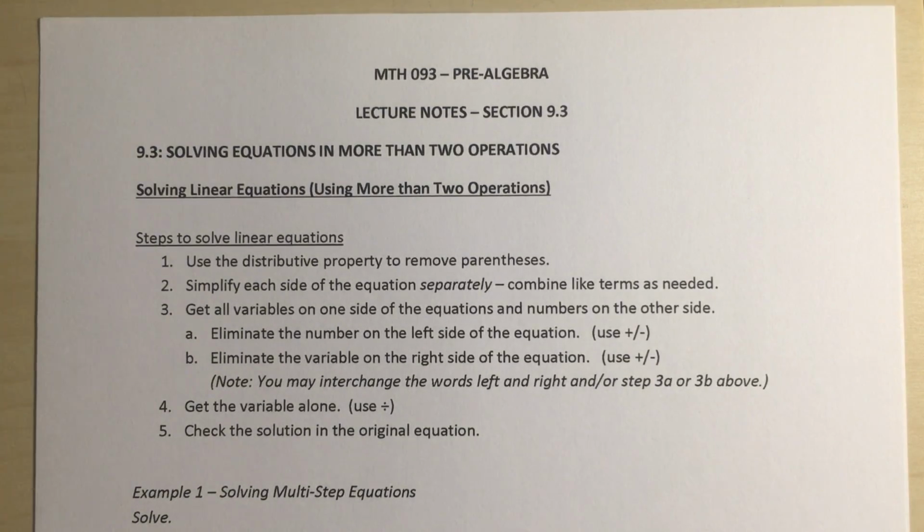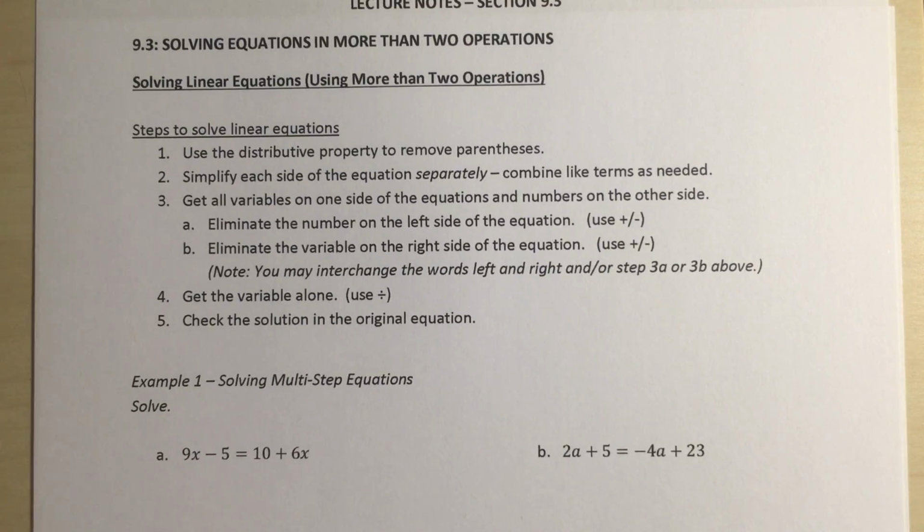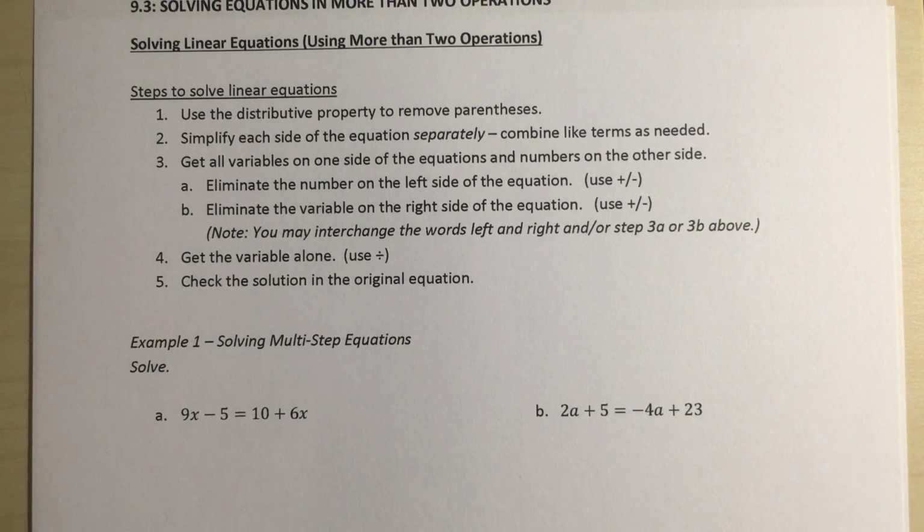Okay, so for example 1, we're going to solve these multi-step equations. And we're going to start with 9x minus 5 equals 10 plus 6x. Now, in this case, we don't have to worry about our distributive property because we don't have any parentheses. If we look, each side has 2 terms. This has a variable term, constant term, variable term. So there isn't anything that we can combine on either side. So that means that we're going to be starting this example with step 3. Right? So we're going to get all variables on one side of the equation and numbers on the other.